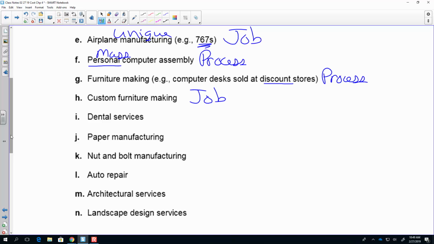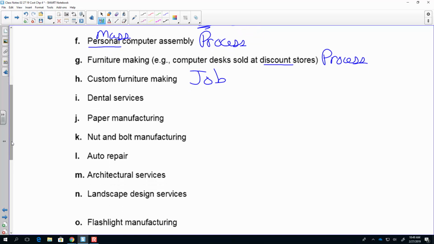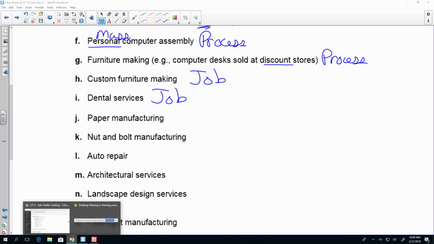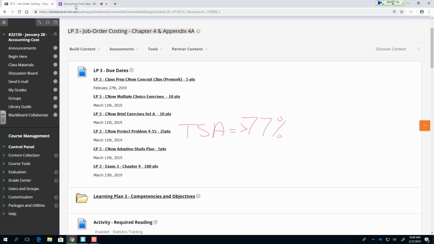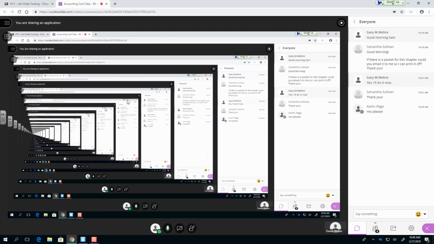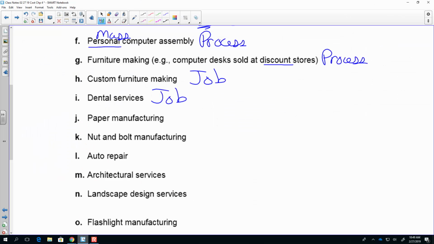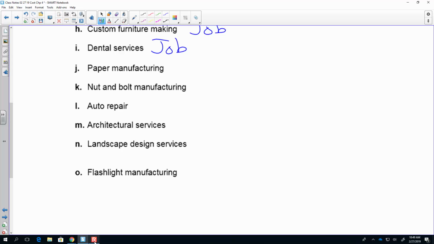Tom, Polly? Pardon? Job. Job? Excellent. Very similar to a hospital, right? You go in as a patient and you have something unique done to your teeth in this case. I'm going to jump over to our Webster's. Austin, you're up. Can you tell me for paper manufacturing if that's process or job?